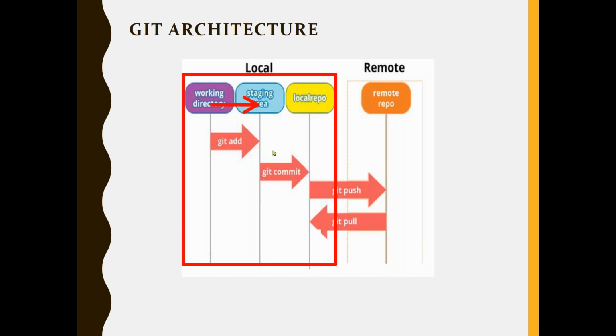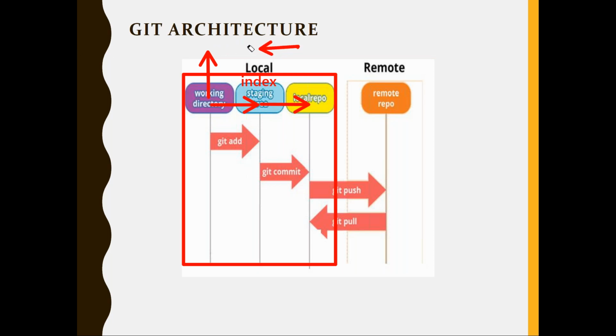What is the staging area? Staging area is nothing but a virtual layer, a virtual area. It is also called the index area. From here, the changes can be moved to the local repository. It's not straight away. It's two steps: from working directory to staging, from staging to local. You cannot go directly from working directory to local. That's not possible.